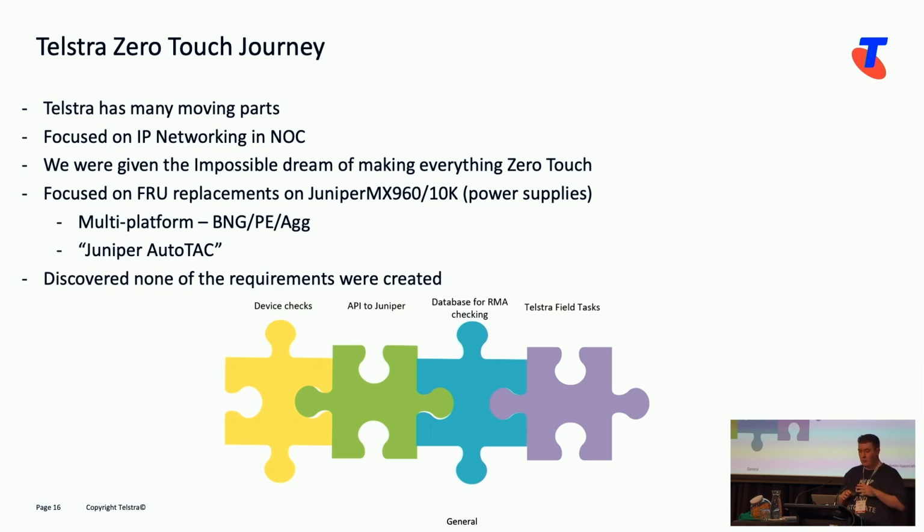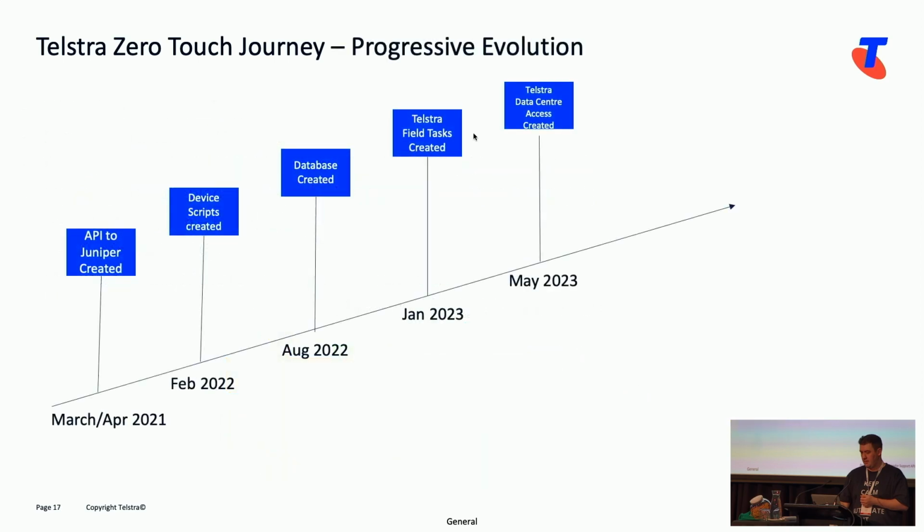Okay. Now, we called this solution Juniper Auto Tac. So we nicknamed it, and then we started building the specific components required for it. Gradually, we have built all the required building blocks. First, we built an API to Juniper, which was great. You could do it manually. It could create a Juniper JTAC case, which is great. But we didn't really have the components surrounding it to make it a full solution.